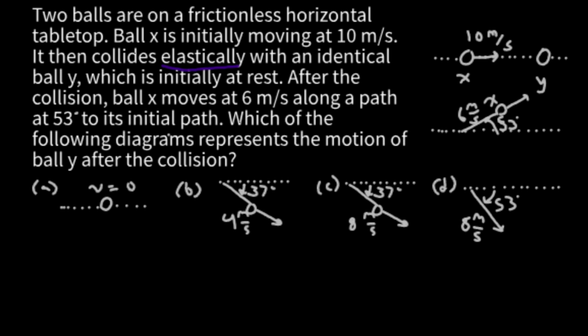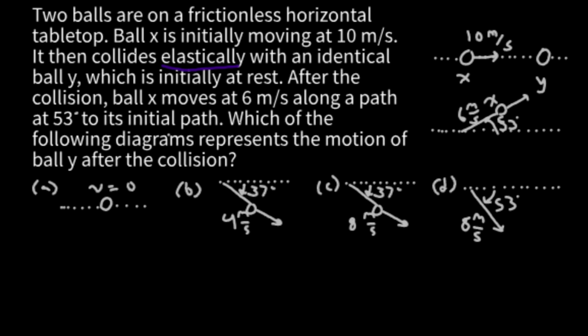And then after the collision, ball X moves off at 6 meters per second along a path at 53 degrees to its initial path. We want to know which of the following diagrams could represent the motion of ball Y after the collision. We've got a collision, of course. We're going to be using conservation of momentum. So our initial momentum is just due to ball X, and it is just horizontal. So that means when we sum the momenta of the 2 balls after the collision, we have to have a y component of 0 because we have no initial y component.